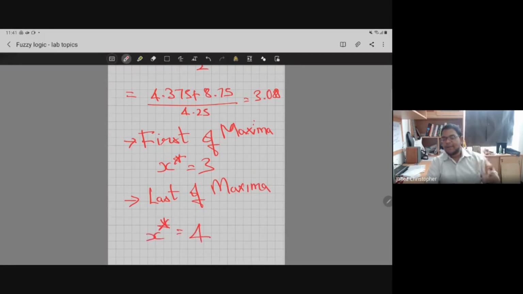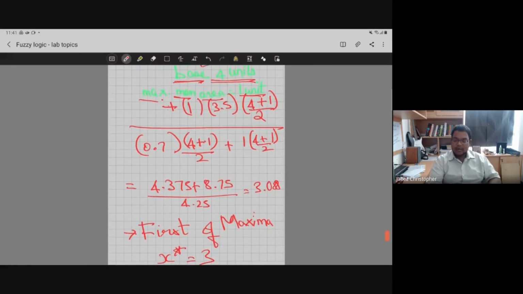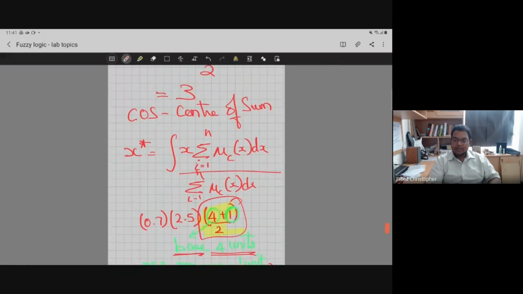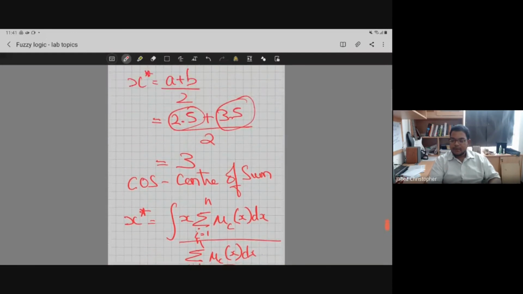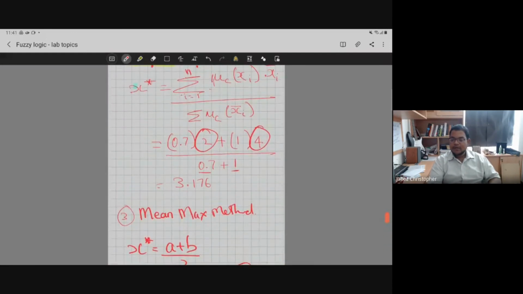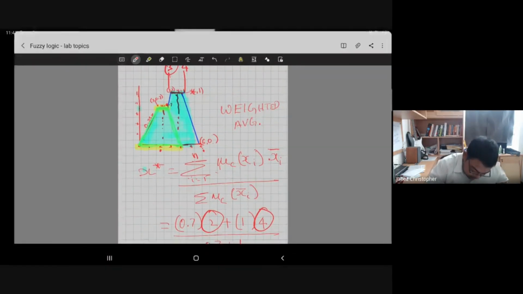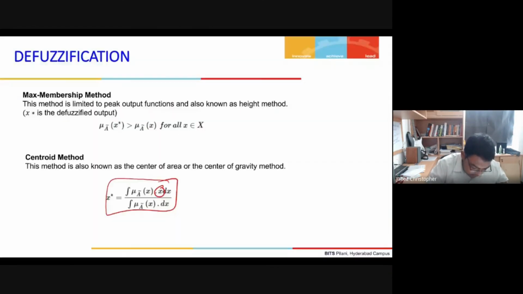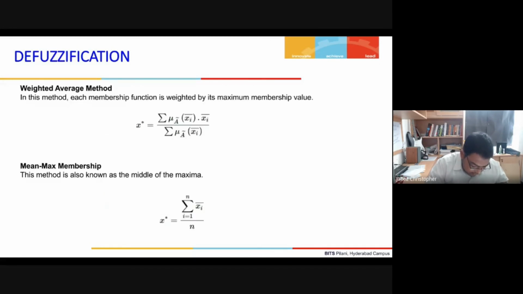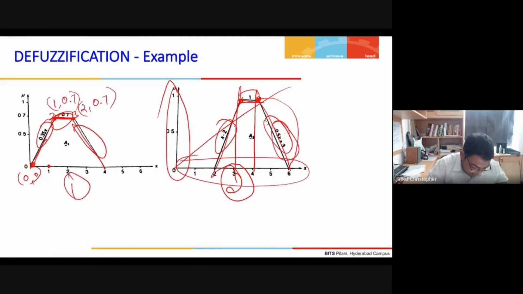So these are several approaches. Based on how you want the severity to be interpreted in your domain, you can use the appropriate membership function. Okay. So these are several approaches for what? Several approaches for defuzzification. Centroid, weighted average, mean max, and some other formula are not here.